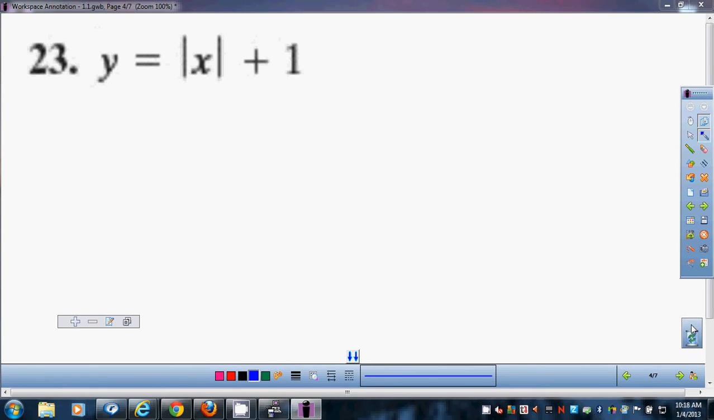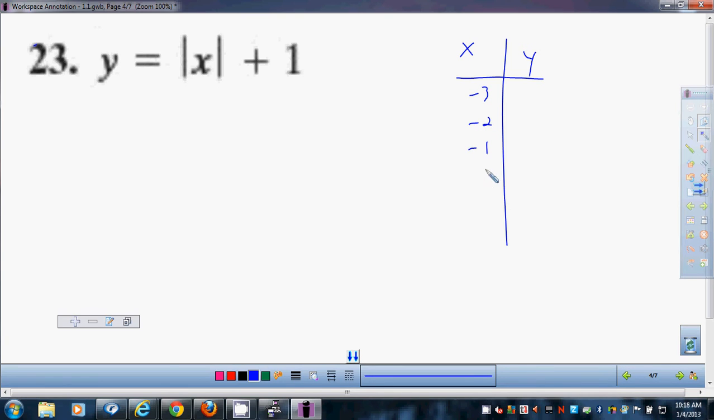Now, from today until the last day of class, a fail-safe method for graphing is to make an XY chart. No matter how many different methods I'm going to show you to do some of this stuff, and there will be lots, an XY chart is the safest way to do it. You make a list of the numbers you're going to plug into the function, then you plug them in. So, what's the absolute value of negative 3? Plus 1 is 4, 3, 2, 1, 2, 3, 4. That's what you should get when you plug in these values.